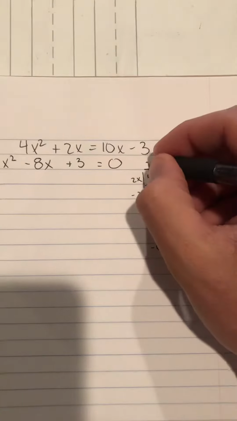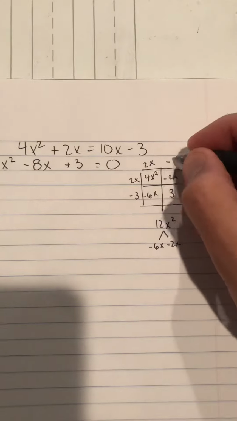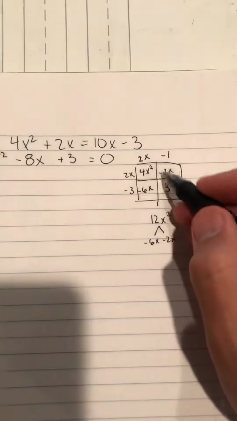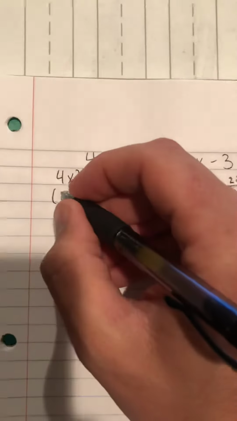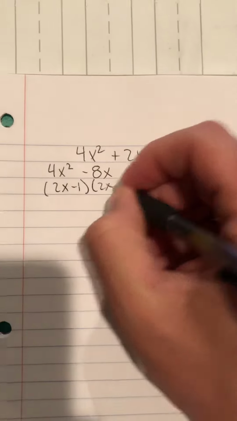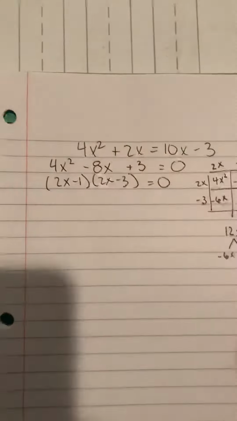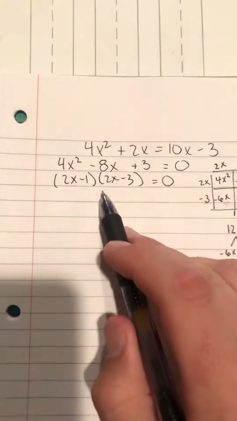GCF up and down. And again, because this first term was negative, I put a negative. So this trinomial factors into 2x minus 1 times 2x minus 3. So I factored this trinomial into here.